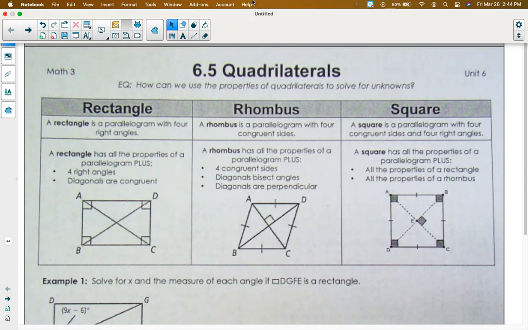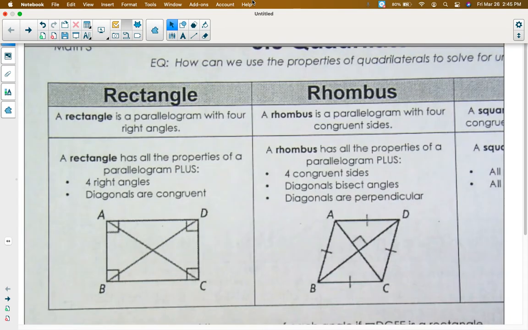Right, so we've looked at parallelograms. Now we're going to take a look at quadrilaterals. So our question for today is, how can we use the properties of a quadrilateral to solve for the unknown? So we're going to go through properties of rectangles, properties of rhombus, and properties of a square, and then solve some problems using those. So these are all types of quadrilaterals. A quadrilateral means a four-sided shape.